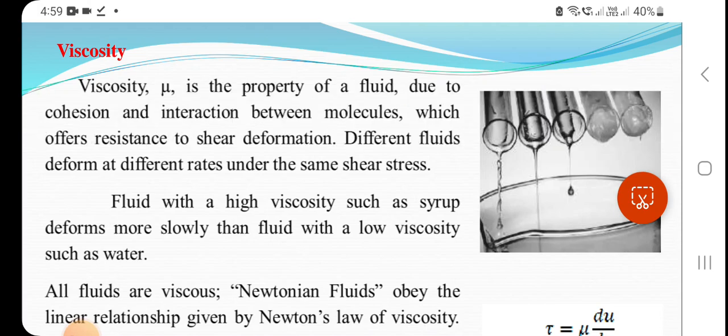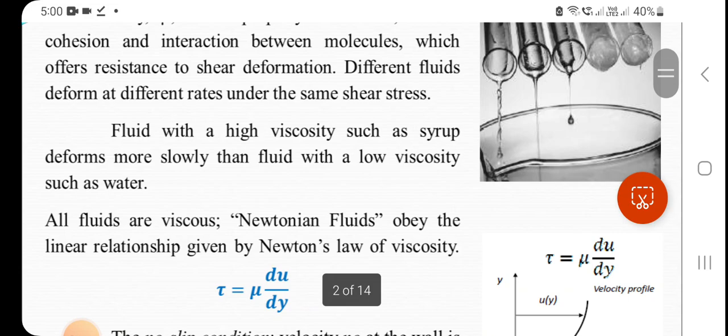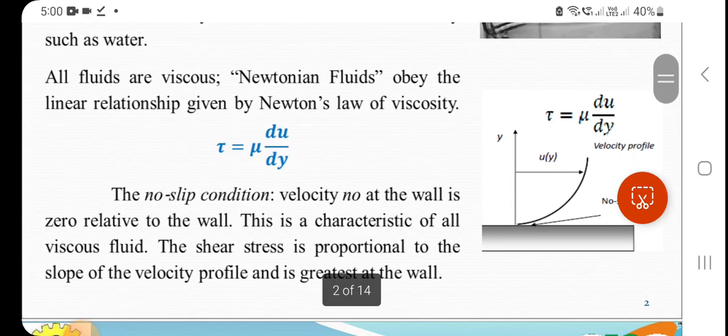of liquid, and it has small shear deformation. Different fluids deform at different rates under the same shear stress. Fluid with a high viscosity, such as syrup, deforms more slowly than fluid with a low viscosity, such as water. All fluids are viscous. Newtonian fluids obey the linear relationship given by Newton's law of viscosity. Newton's law of viscosity is nothing but tau is equal to mu into dou u by dou y.